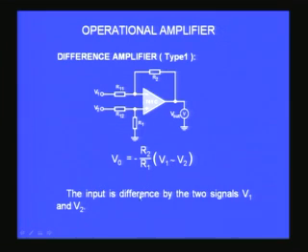The input difference of the two signals V1 and V2 is amplified in this case by a factor given by R2 by R1. So if I have R2 as 100k and R1 as 10k, I will get a gain of 10. If I have R2 100k and R1 1k, I will have a gain of 100, etc. So it is possible for us to have a gain factor here by the choice of R2 and R1. And of course, there is a minus sign which shows that there will be an inversion depending upon which voltage is larger. For example, if V2 is larger, V1 minus V2 becomes negative, then you will effectively get a positive output. If V1 is larger than V2, you will get a negative output.